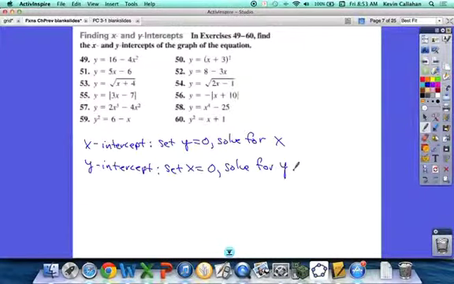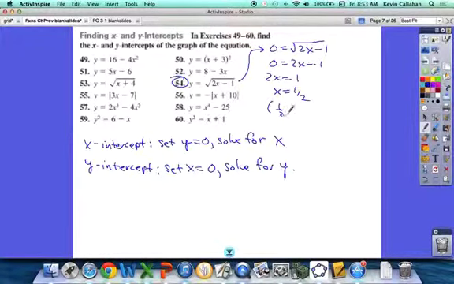So for example, let's do 54. To find the x-intercept, I set y equals 0. So that would give me 0 equals the square root of 2x minus 1. Solve for x. Square both sides. What's the square of 0? 0. So 0 equals 2x minus 1. 2x equals 1. X equals a half. That's the x-intercept, so the point is (1/2, 0).